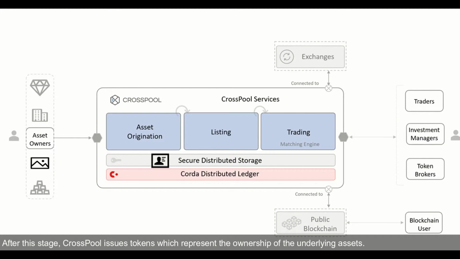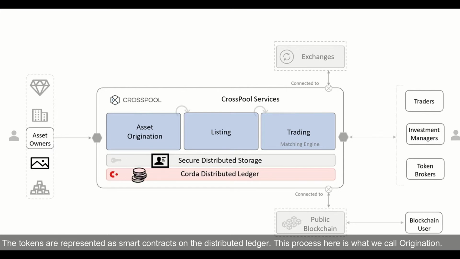After this stage, CrossPool issues tokens, which represent the ownership of the underlying assets. Going back to our example of the painting, imagine we issue 100 tokens, then each token holder will own 1% of the painting. If the price of the painting goes up by 1%, then all the owners benefit from such an increase in appreciation. The tokens are represented as smart contracts on the distributed ledger.